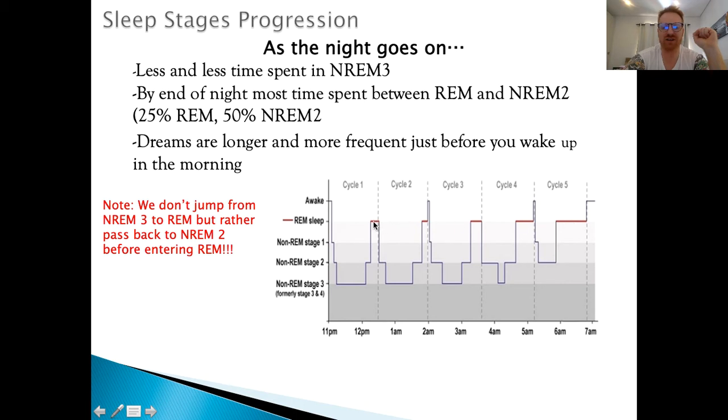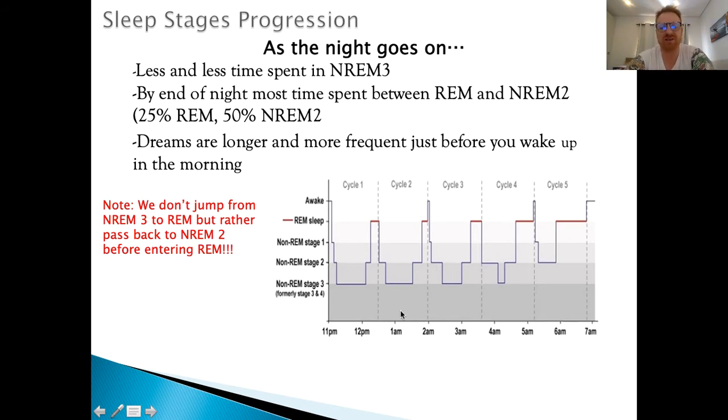But you can see that as we go on, we spend less and less time in NREM3 and more time in a dream. So that last dream right before you wake up in the morning is usually your longest dream. And this is why it's so important to try and get 8 hours of sleep.